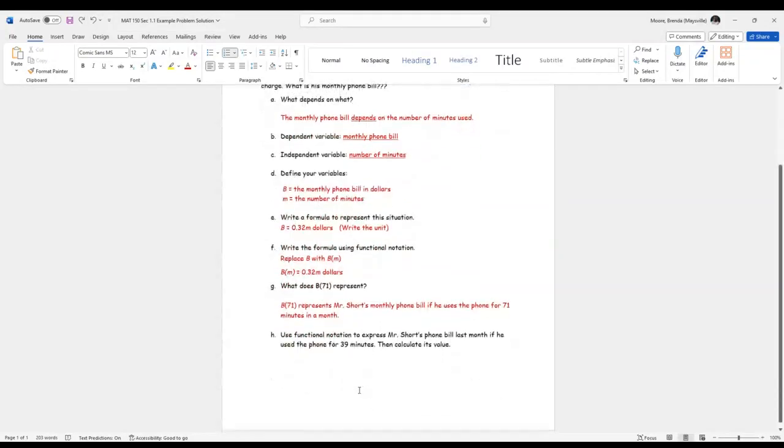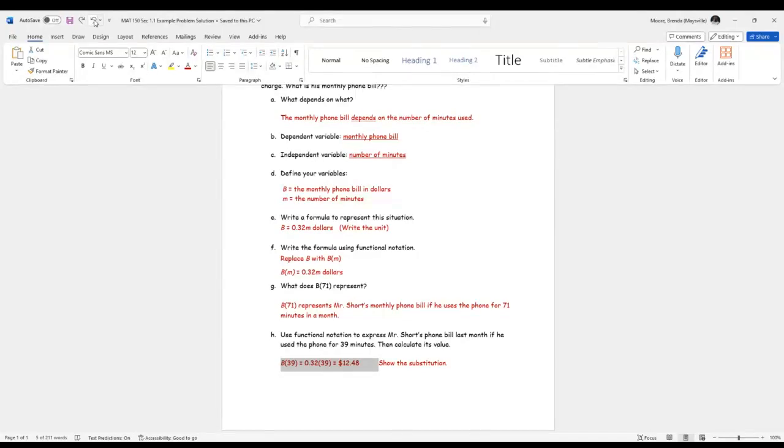Now I want to use functional notation to express Mr. Short's phone bill last month if he used the phone for 39 minutes. Notation is just the first part of it. So B of 39 is notation. Then I want to calculate it. I show my substitutions: B of 39 is equal to 0.32 times 39. I replace that M in my equation with the number 39 to calculate my answer of $12.48.